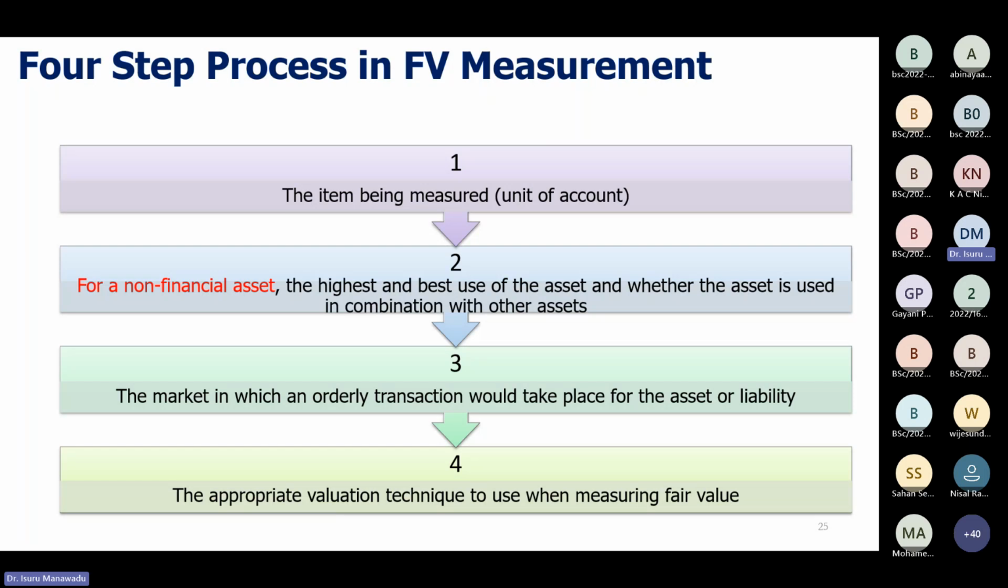What financial assets are? Right. For non-financial assets, we need to use highest and best use of the asset. Please note that word, highest and best use. Highest and best use for the non-financial assets like buildings, lands, motor vehicles. Those are non-financial assets. So we need to use highest and best use.